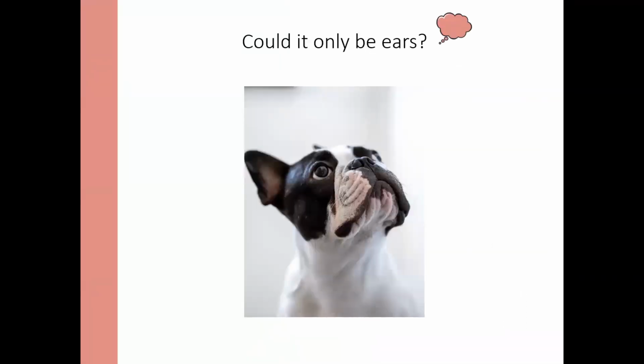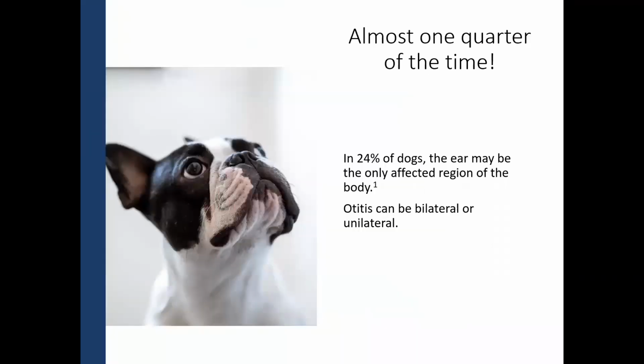Could it be only ears? Almost a quarter of the time. In 24% of dogs, the ear may be the only affected region of the body, and otitis can be bilateral or unilateral.